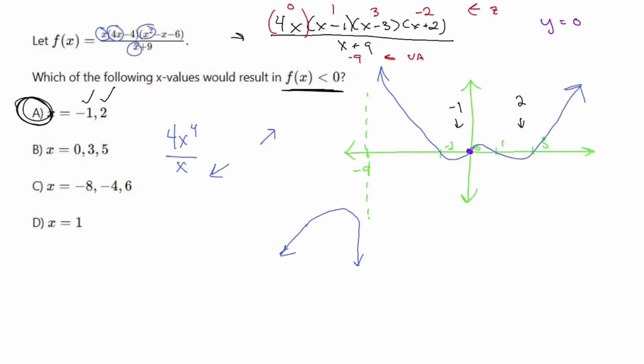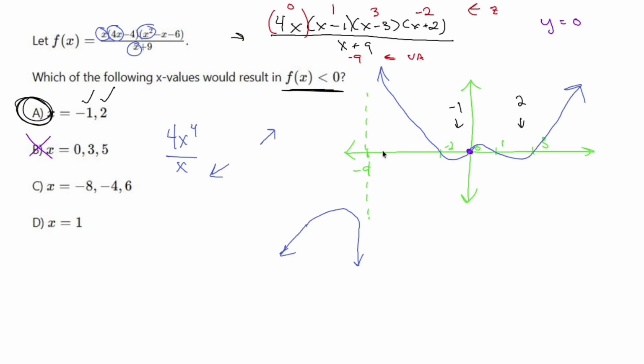Now, if I were to look at an option that doesn't work, like B, if I were to plug in 0, I get 0, which is not less than 0. If I were to plug in 3, that is 0, which is not less than 0. If I were to plug in 5, that's going to live above the x-axis. So none of these would work. It's not like some of them would work. None of them would work.